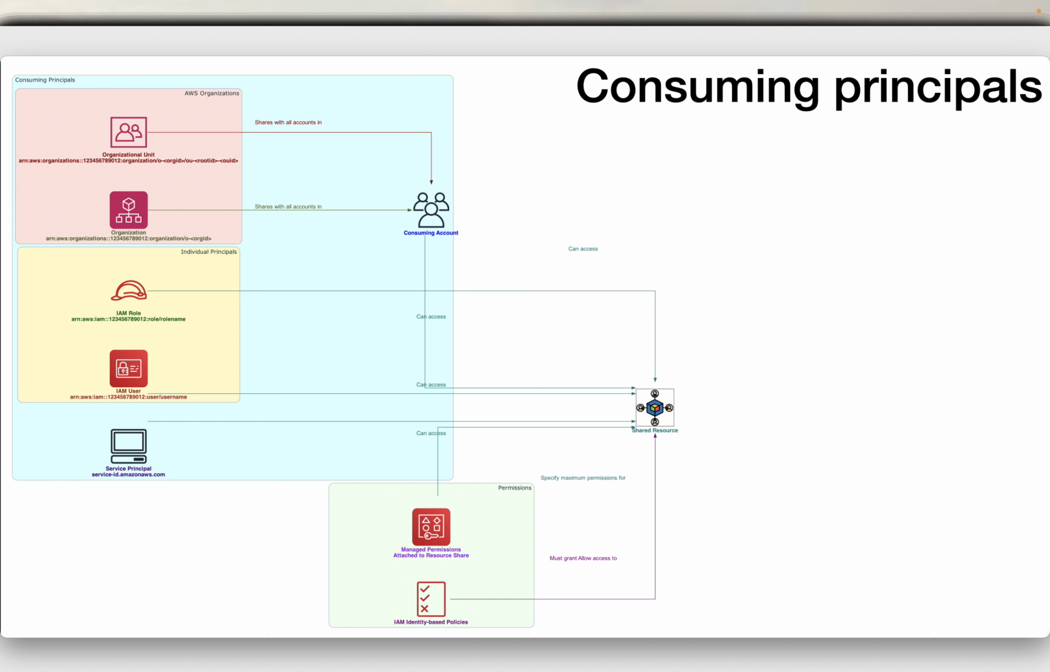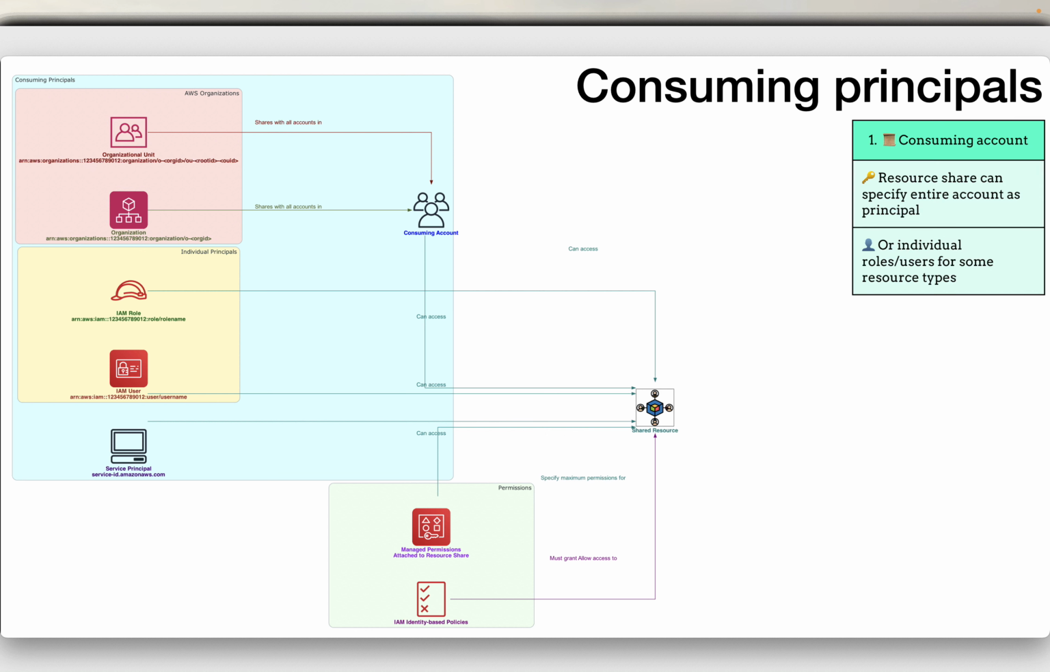Okay, now let's talk about consuming principals. The consuming principals are basically users and roles, the consumers in the consuming account. The consuming account is the account to which a resource is shared. The resource share can specify an entire account as the principal, just the account ID, the 12-digit number, and inside that everybody has access. Or for some resource types, you can fine tune it, like you can mention the role or the users in the target account.